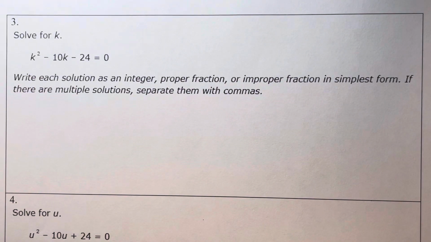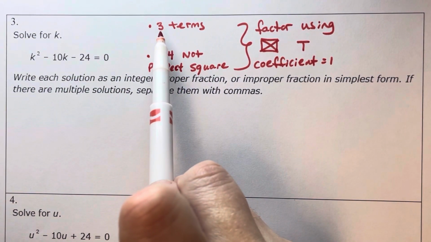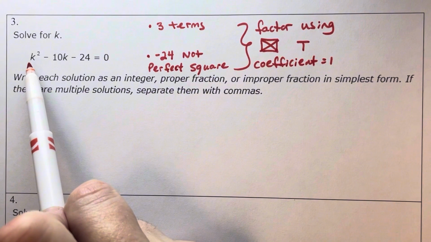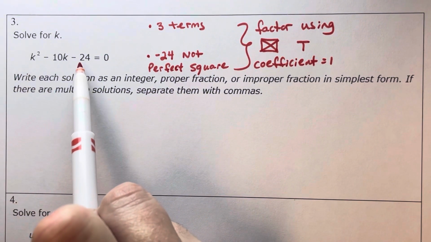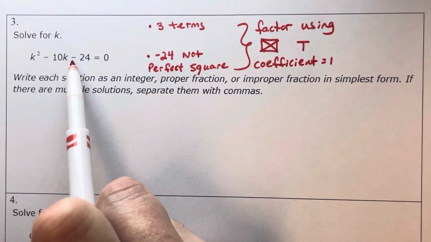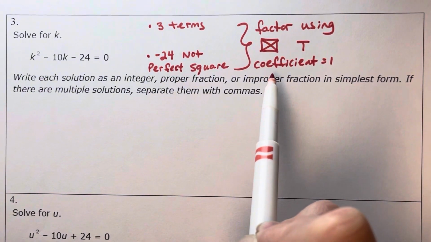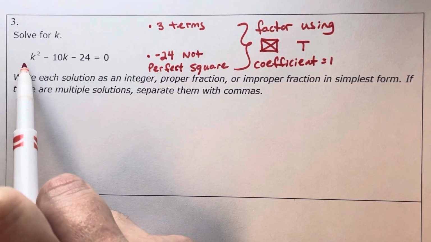In example 3, we're going to factor k squared minus 10k minus 24 equals 0 so that we can solve for k, finding its x-intercepts. In this quadratic, we see that there are again 3 terms, and while k squared is a perfect square, negative 24 is not a perfect square at all. For starters, it's negative. You can't have a perfect square that's negative. So we also get to see that we're going to have a leading coefficient of 1.